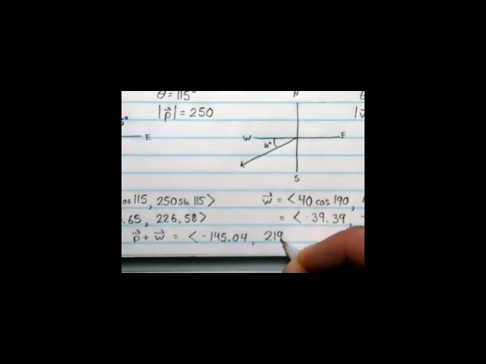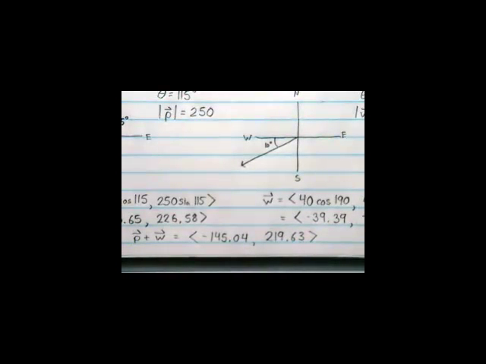So it's 219.63. So the plane used to have 226 in the northerly direction, and now it's only got 219 in that direction. Okay. I haven't actually answered the question yet, though. The question said, what is the magnitude and direction, essentially, of the plane once it's done? Okay. So I've got to take this new vector then. I've got to find its magnitude and its direction, right? So think about how we did that.